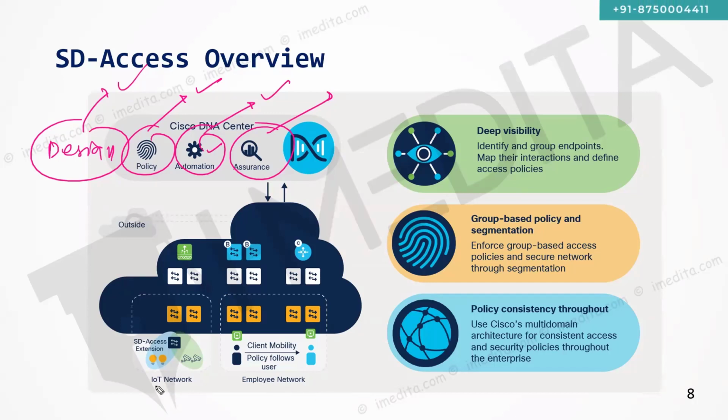Right? So we can do segmentation like IoT devices and the employee network. In the employee network, we have HR and finance. HR should not be able to communicate with finance. All kinds of policies we can enforce. For example, we have some smart bulbs and CCTV cameras. I don't want these two to communicate with each other, and I can configure the policies for the same.